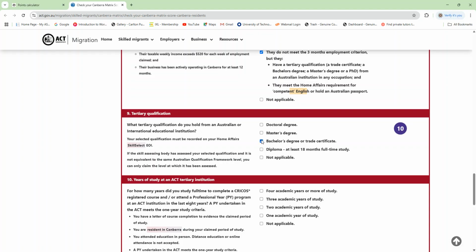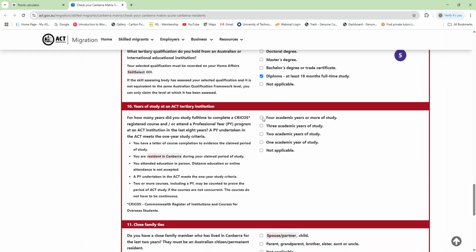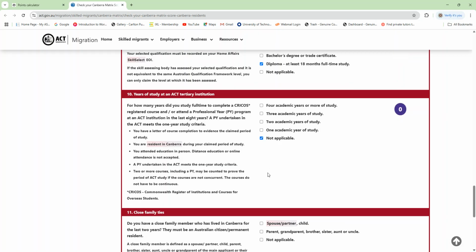In Home Affairs, for skilled occupation, both get 15 points, but here bachelor gets 15 points. This is 15 points, this is 10 points, 5 points less, diploma equals 5 points. For the length of the study, if you have a 4 year course, then 20 points, 3 year course, then 15 points, 2 year course, 10 points, and 1 year, 5 points. If less than 1 year's course, then 0 points.